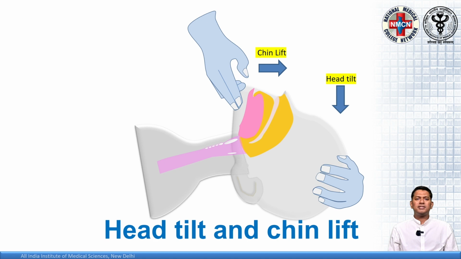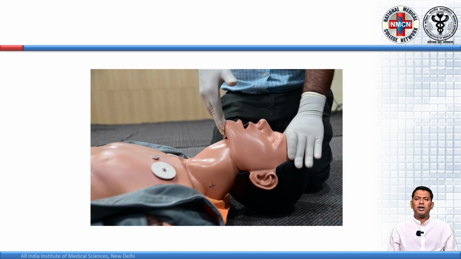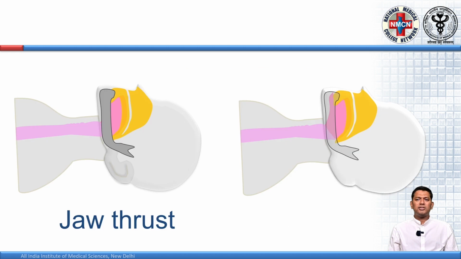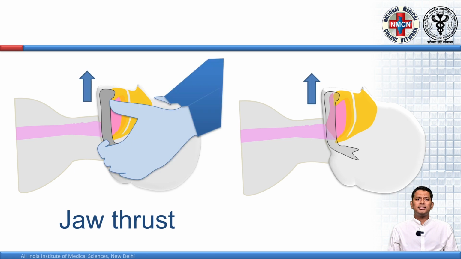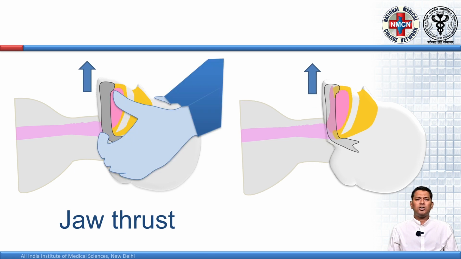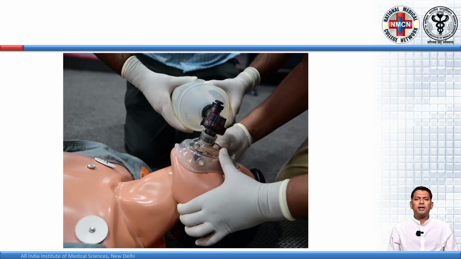As you can see from this figure, the tongue is lifted away from the posterior pharyngeal wall and the patient is having a patent airway. If the patient is suspected to have cervical spine injury, head tilt and chin lift is not done. Instead, a jaw thrust maneuver is utilized without extending the head and neck. In these images, you can see the rescuer holding the mandible and doing a jaw thrust technique. In this image, we can appreciate the mask holding technique with bilateral jaw thrust maneuver.